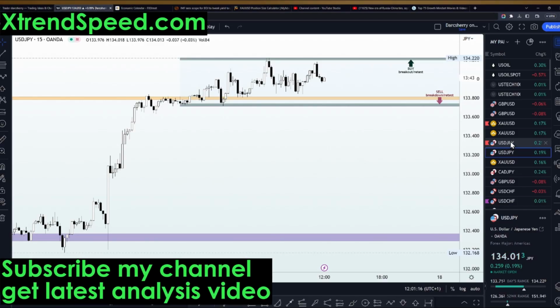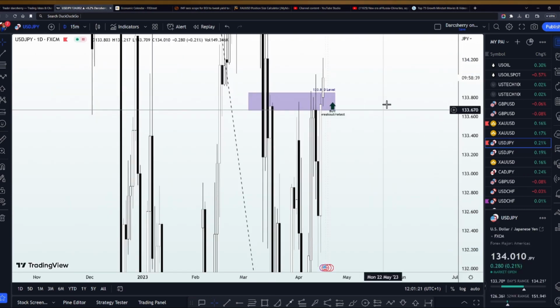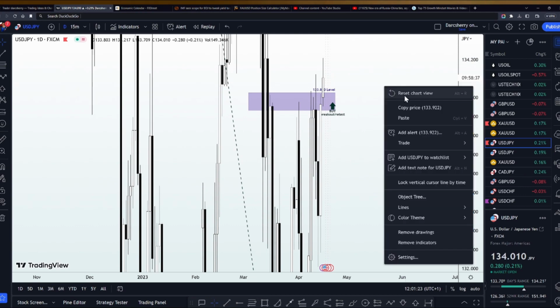Okay, let's look at the USDJPY quickly. And I can see Miyagigi saying goodbye. All right, Miyagigi, do have a wonderful day.